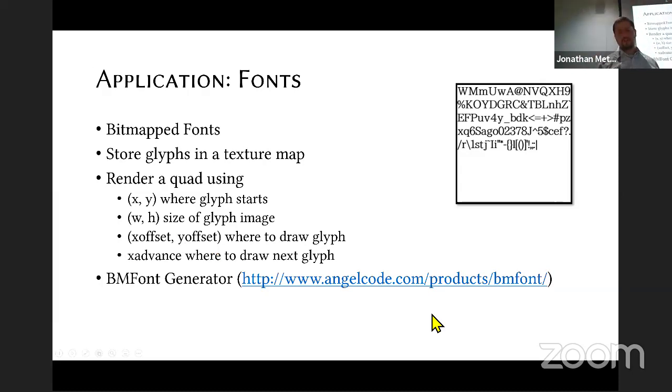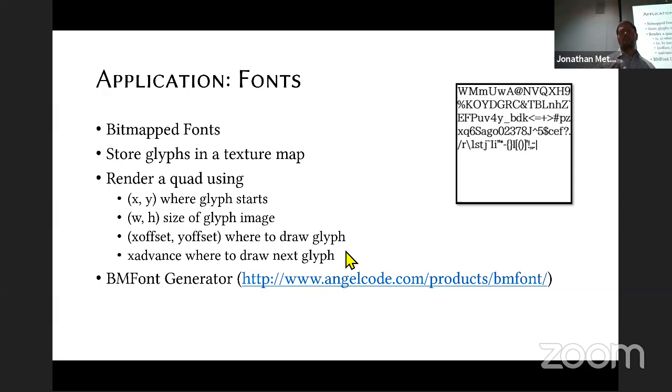I'll show you this program in action, and it's pretty cool. Okay, and then our X offset and Y offset. So we talked about X offset and Y offset. That's where we should draw the glyph with respect to where we are currently drawing the next character. And then X advance is basically how many pixels we should go from there.